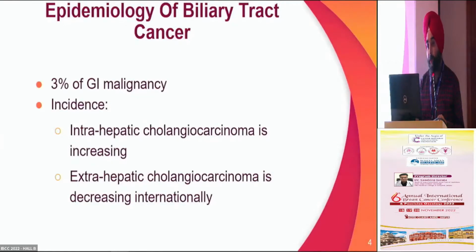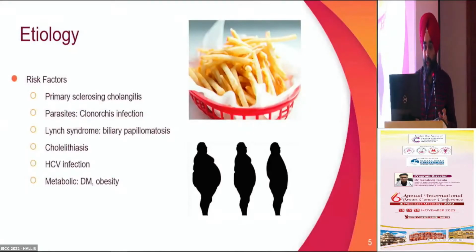And if you see, approximately 3% of all the GI malignancy is constituted by BTC. And this ICC is increasing, and this extrahepatic is decreasing internationally. So the etiology, not going to detail, and these are more common things in our setup. Of course, metabolic diabetes mellitus and obesity is one of the most important things to be taken care of. And again, in the gallbladder, cholelithiasis per se does not cause this, but it has been seen that there is some association. And the parasitic infection, not common in our country, maybe in China or Thailand, where this liver fluke or clonorchis infection is prevalent, they have these things.